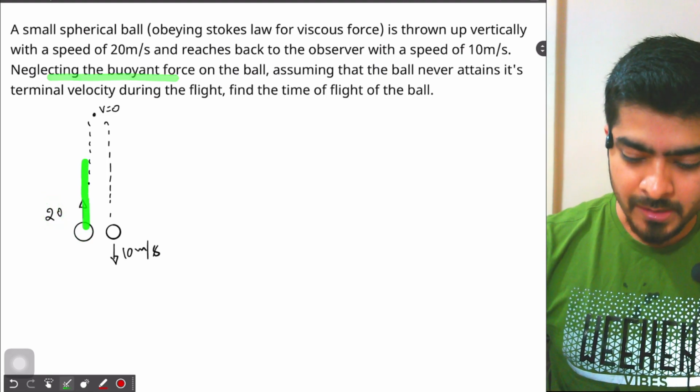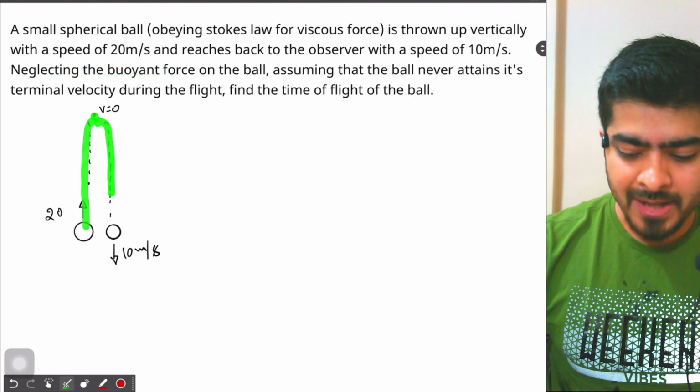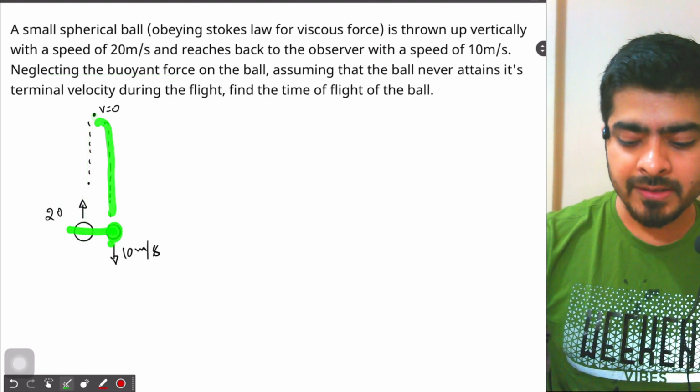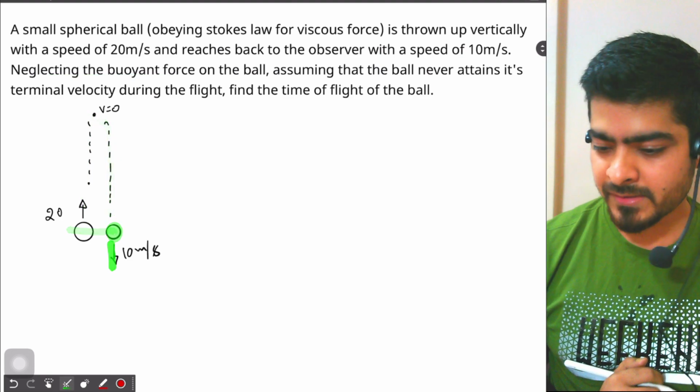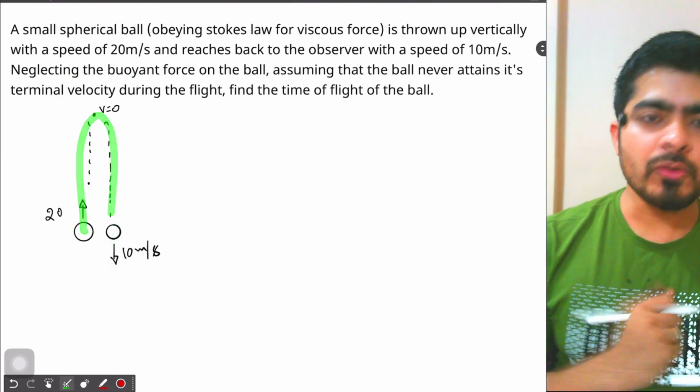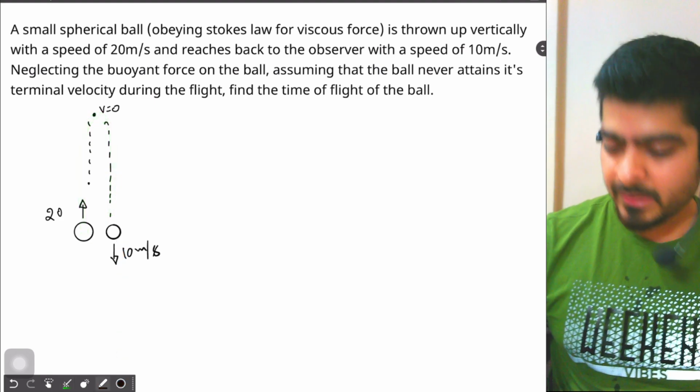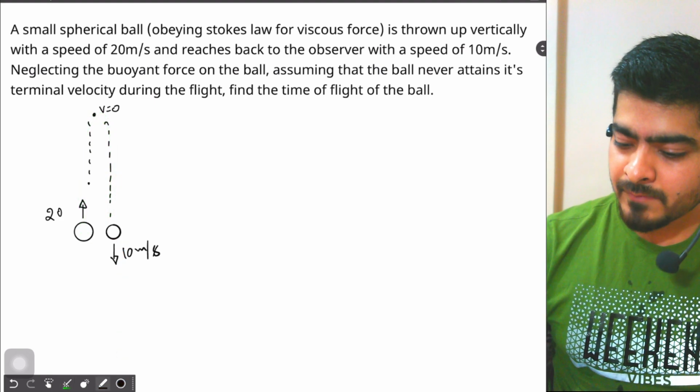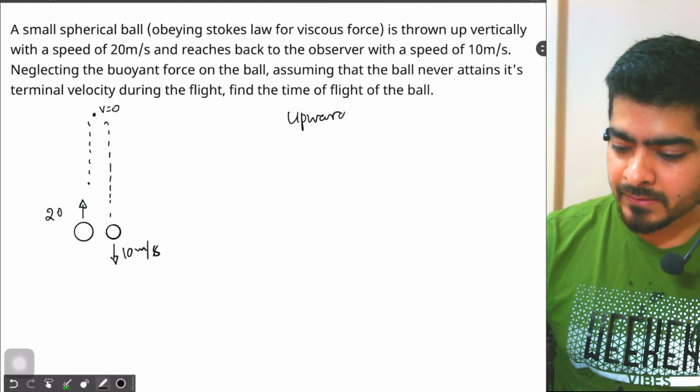So it goes up, stops, then comes back down, and when it reaches the same level, it has a speed of 10 meters per second downwards. We have to find the total time of the journey. To solve this question, we will divide the motion into two paths. First is the upward journey.